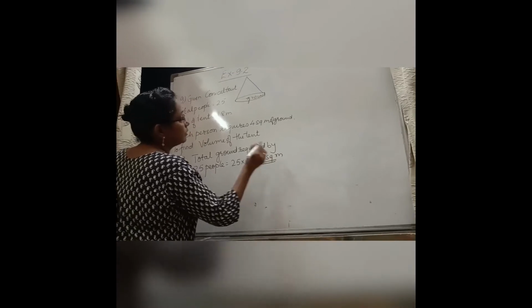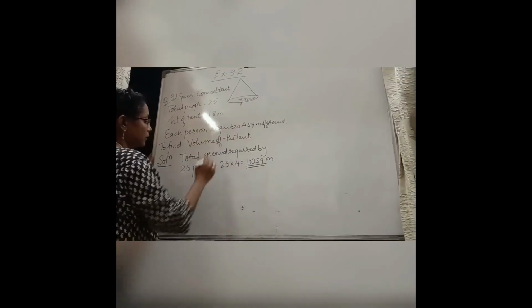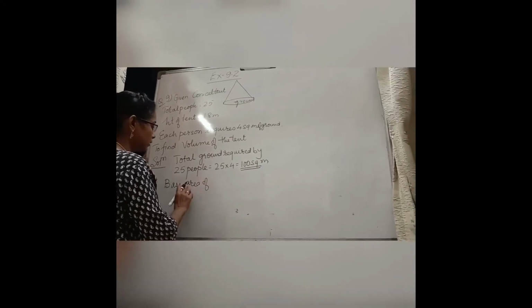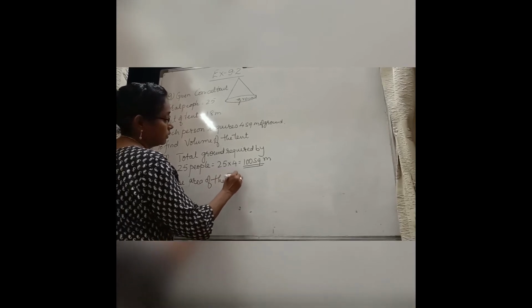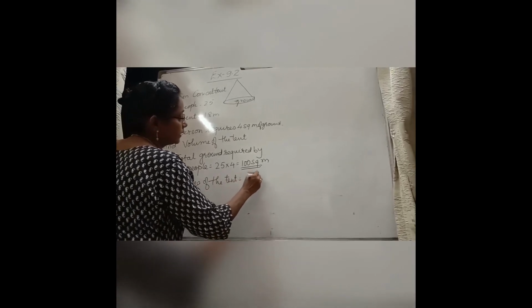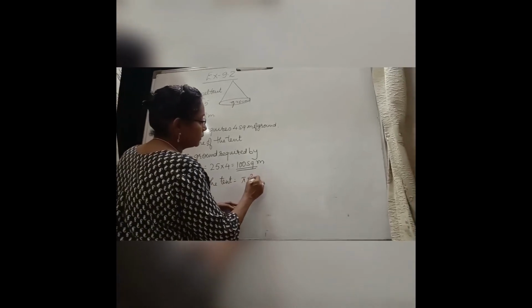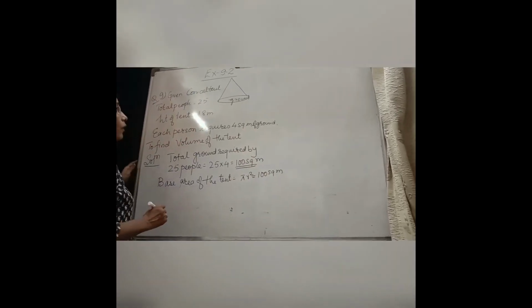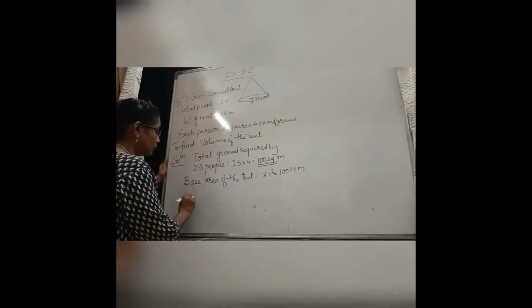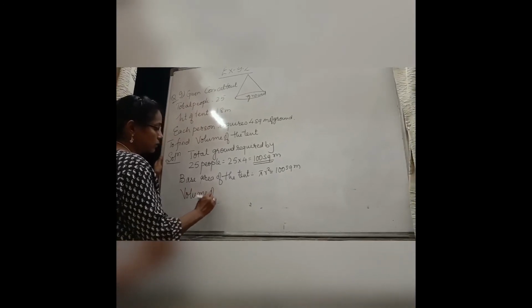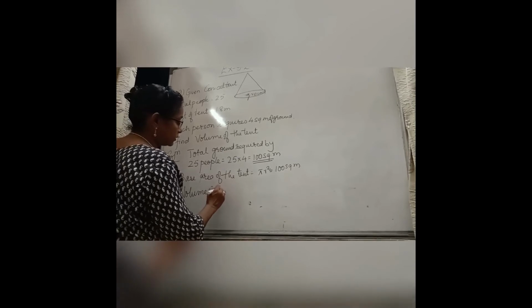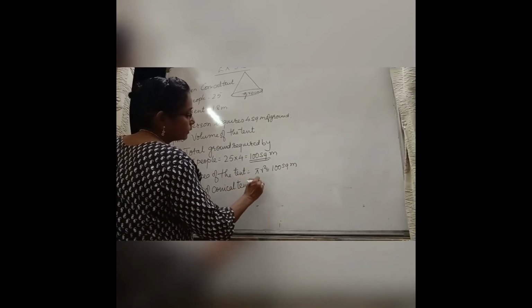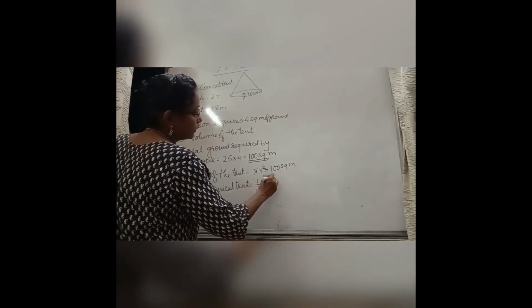Now this will be the base area of the tent. So the base area of the tent is equal to pi r square, that is circular area. So that will be equal to 100 square meter. Now what is the volume of the cone? The volume of the cone is 1 by 3 pi r square h. Volume of conical tent is equal to 1 by 3 pi r square h.